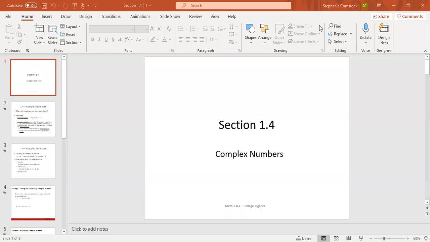Okay, so in this section, we are going to talk about complex numbers, what they are, things we can do with them, things of that nature. So the first thing that we need to talk about is what is a complex number? Kind of where did they come from?